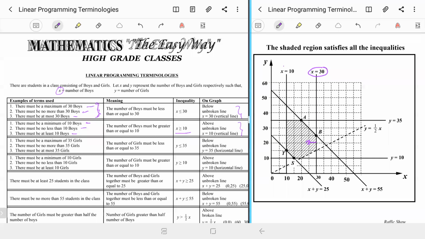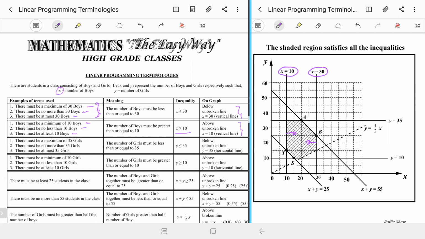See it here on the graph. This is the x equals 10 line, this vertical line passing through 10. And if you notice, my shaded region is to the right of that line because I want greater than. And so I finish with the second one. Simple as that. Let's look at the third one.